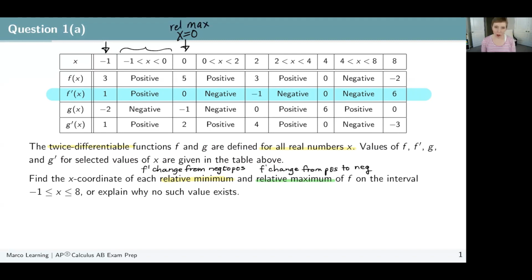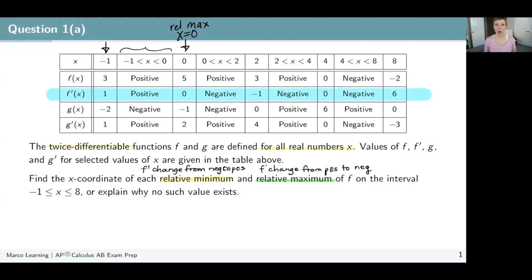So still looking, is there anywhere where f prime changes from negative to positive? Well, it's negative all the way until we hit 2. And then it continues to be negative after that on the next subinterval until we hit 4. And then it continues to be negative after that until we hit x equals 8. So we don't have a relative minimum for the graph of f. We do have a relative maximum, however.